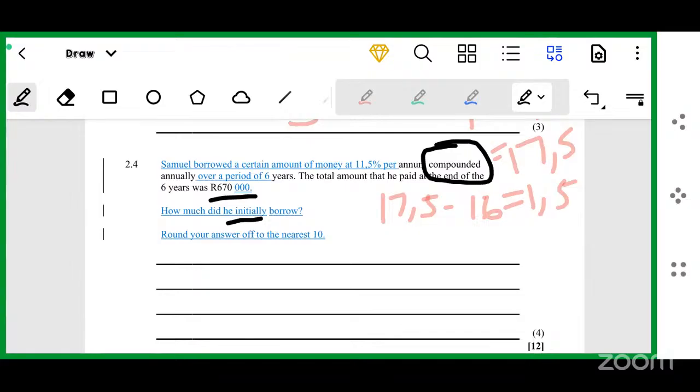Ma'am, can I quickly work it out and then I'll tell you my answer? Okay, no problem.